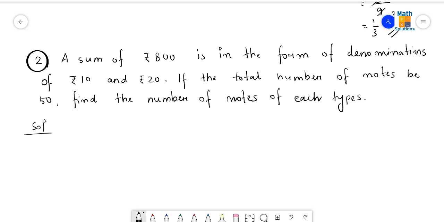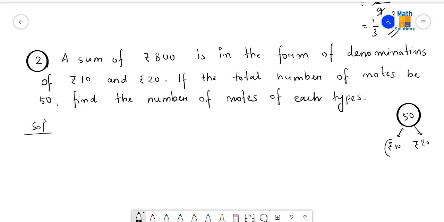So here goes the second question. In this case, what is given? A sum of rupees 800 is in the form of denominations of rupees 10 and rupees 20. If the total number of notes is 50, find the number of notes of each type. So what is given here? Total number of notes is given to be 50 here. So out of this, some notes should be of rupees 10 and some notes should be of rupees 20.